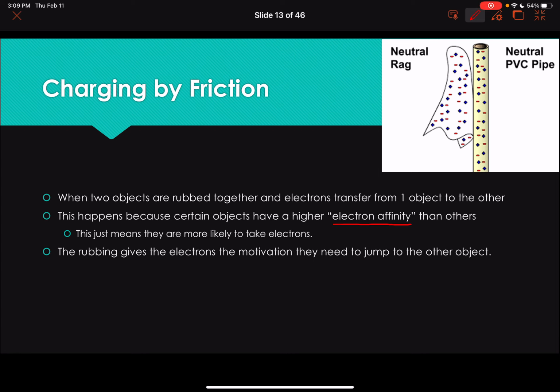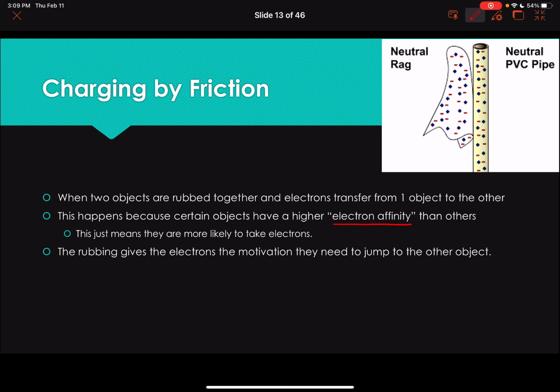Okay, and so in this case, I believe it's the rag that likes to have electrons more. It likes to be more negatively charged. And so when you rub them together, the electrons gain a little bit of heat, a little bit of energy, and they're more likely to bounce, and so they're able to transfer to the item that likes to take electrons.